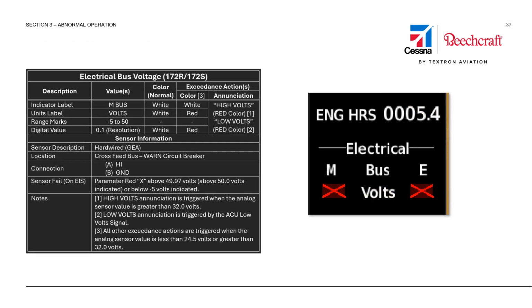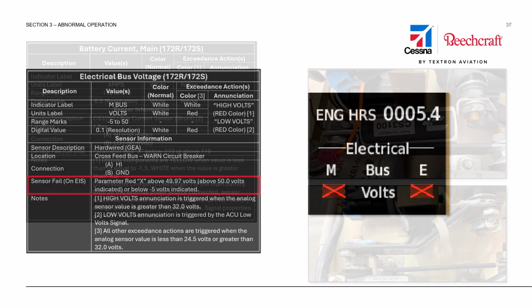Red X's are another common complaint in the voltage indication system, and those are not well defined in our maintenance documents, but the red X trigger for our voltage indication is either going to be an exceedance above about 50 volts or below negative 5 volts. So that's often a polarity issue where something is connected wrong that's going to give us that red X indication on volts.